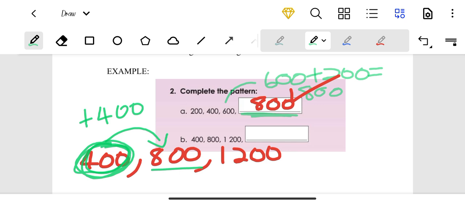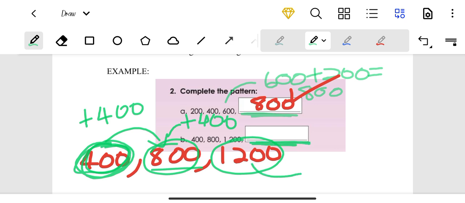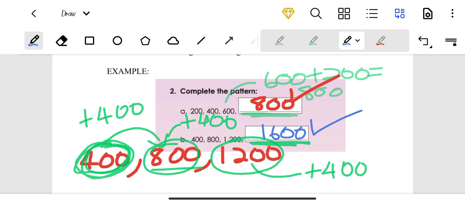Okay, for me to get 1200, what happens to an 800? I add a 400. Okay, it means that the next number that is going to come, you're going to say 1200 plus the 400. And then the answer is going to be, I think, 1600. And you are done.